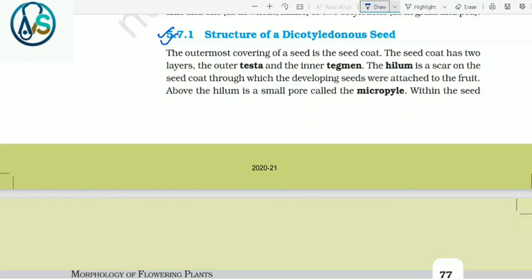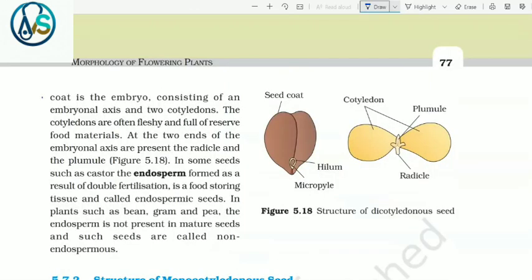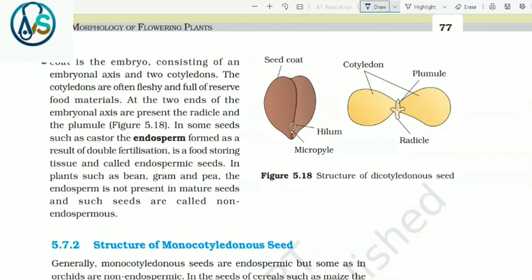The seed coat has two layers, the outer testa and the inner tegmen. The hilum is a scar on the seed coat through which the developing seeds were attached to the fruit. Above the hilum is a small pore called the micropyle. Within the seed coat is the embryo, consisting of an embryonal axis and two cotyledons. The cotyledons are often fleshy and full of reserved food materials. At the two ends of the embryonal axis are present the radicle and plumule.